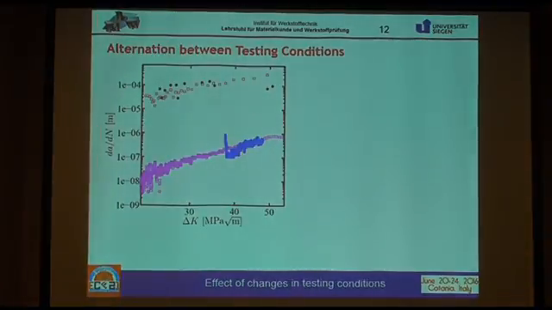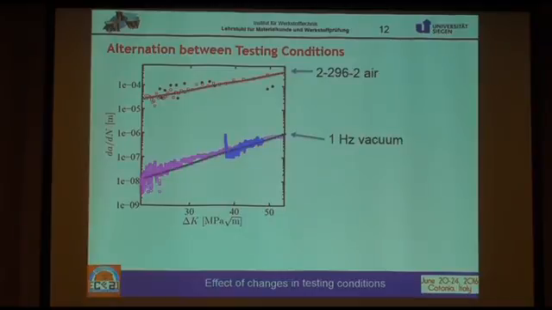Well, as I mentioned before, we also did some, I would say, sophisticated tests where we changed the test conditions. This was possible because we have the vacuum chamber. And you see here as black dots and this blue line one test where we changed from a dwell time test with the longest dwell time we applied to a 1 Hz vacuum test. You see here the reference lines and the reference curves.